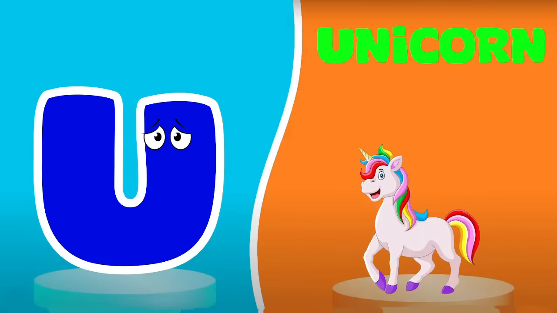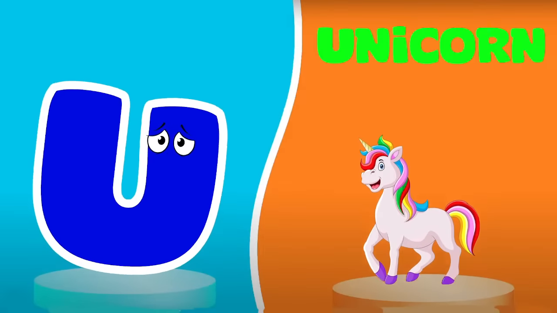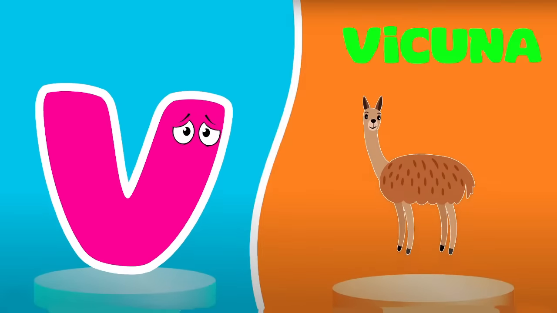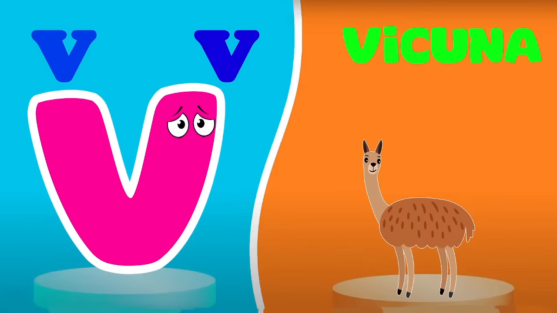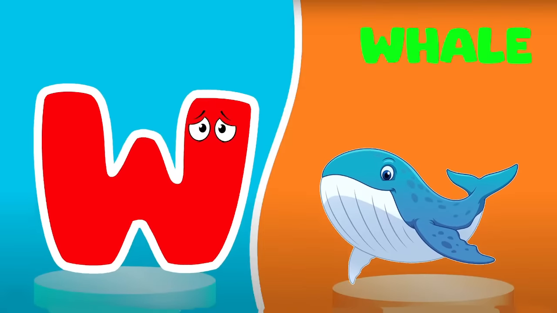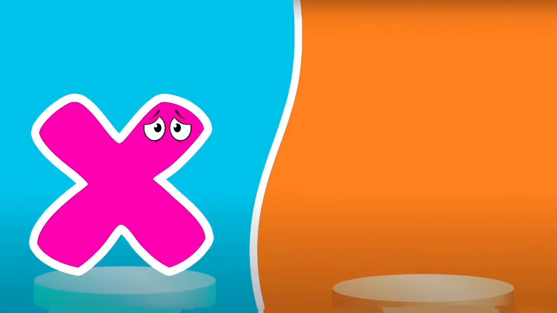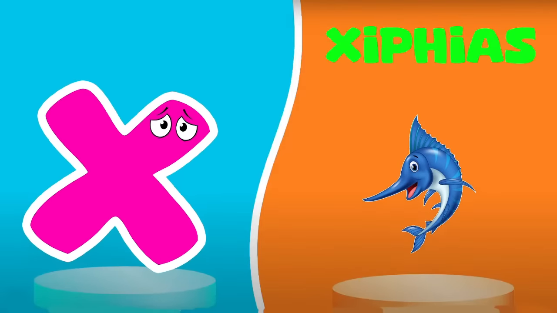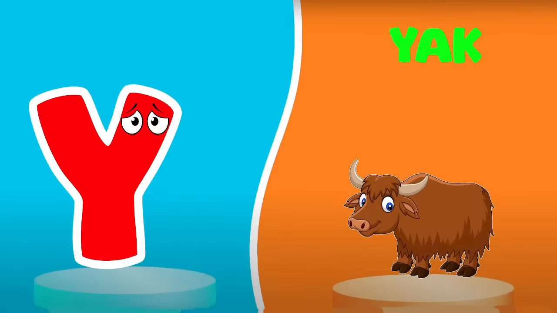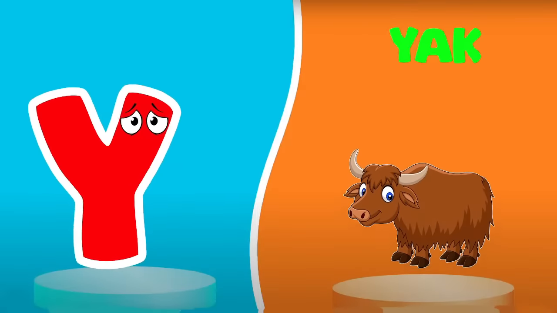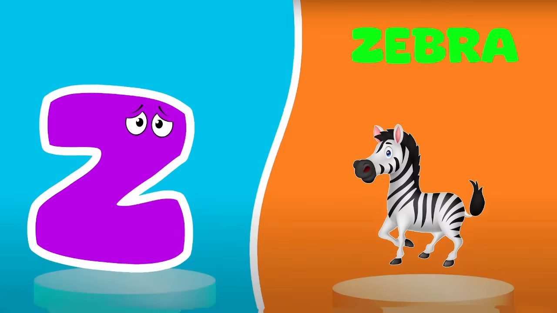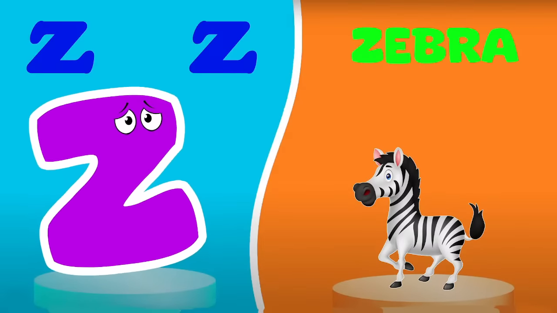U is for unicorn, u, u, unicorn. V is for vicuña, v, v, vicuña. W is for whale, w, w, whale. X is for Zephyrus, x, Zephyrus. Y is for yak, y, y, yak. Z is for zebra, z, z, zebra.